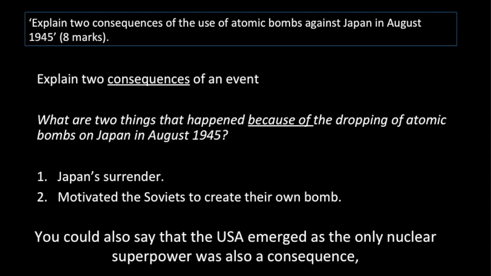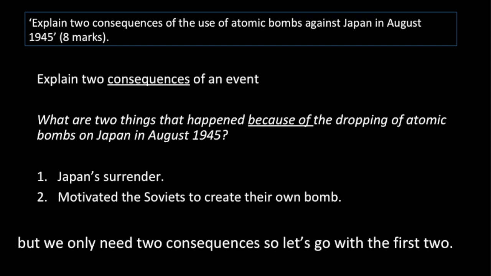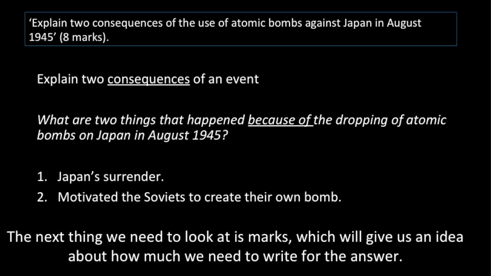You could also say that the USA emerging as the only nuclear superpower was also a consequence. But we only need two consequences, so let's go with the first two. The next thing we need to look at is the marks, which will give us an idea about how much we need to write for the answer.